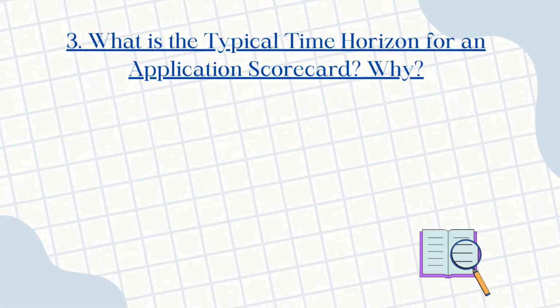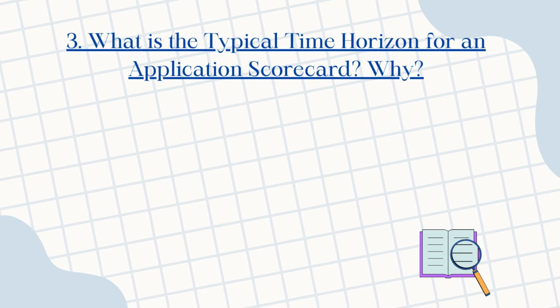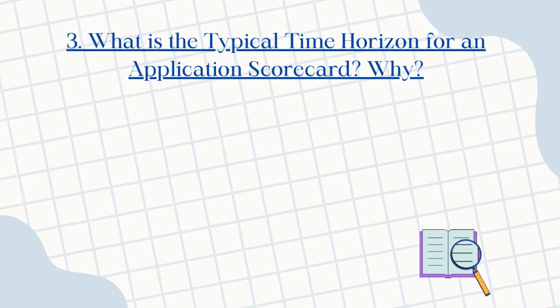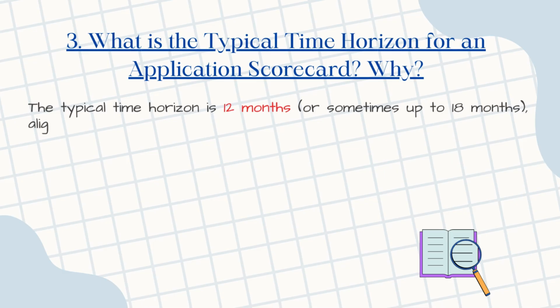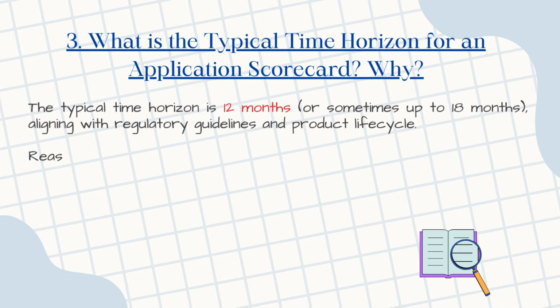Next question is, what is the typical time horizon for an application scorecard and why? Here, the interviewer wants to see if you can understand the prediction window and its importance. The question checks whether you are aware of default timing patterns, regulatory guidance, and product behavior that influence time horizon choices. So, the typical time horizon is 12 months or sometimes up to 18 months as well, aligning with the regulatory guidelines and product life cycle.